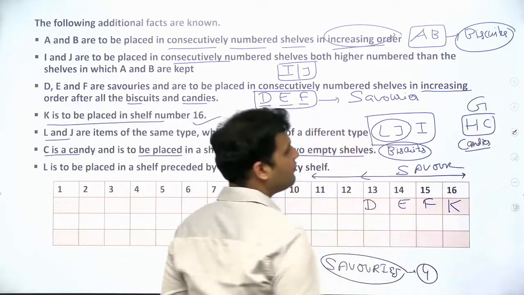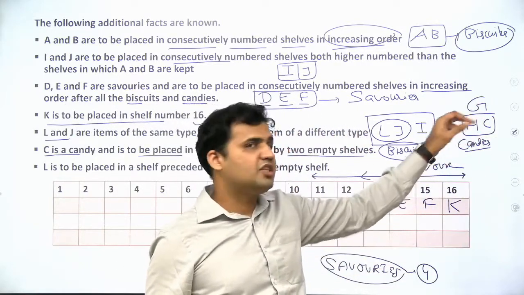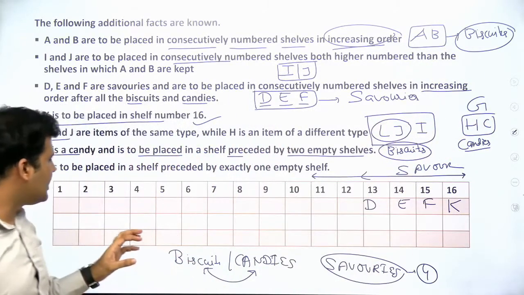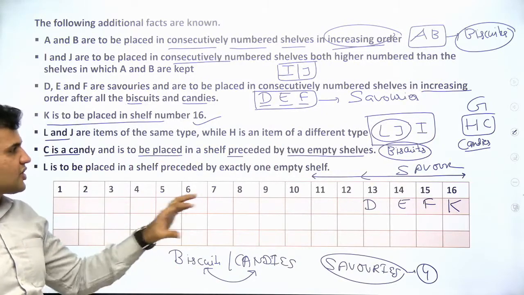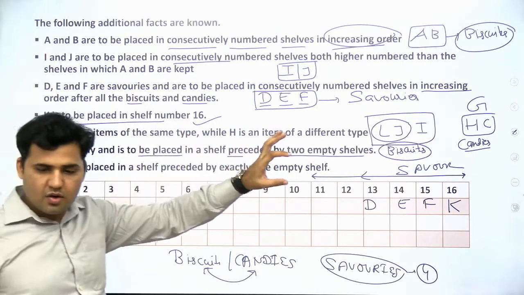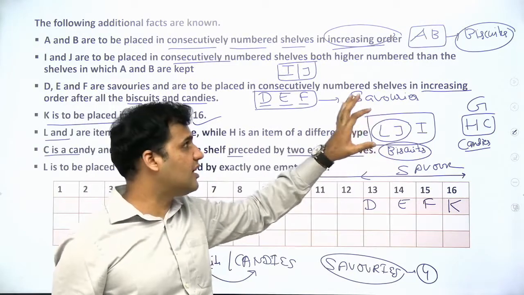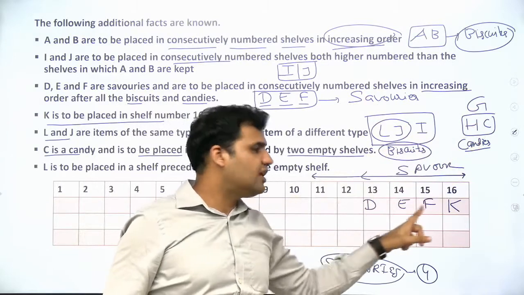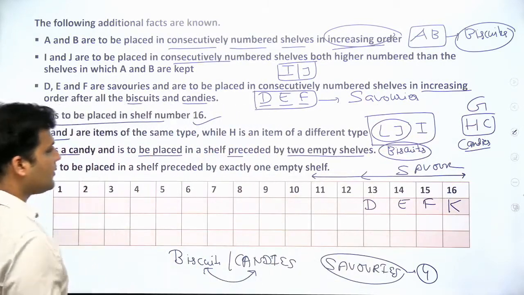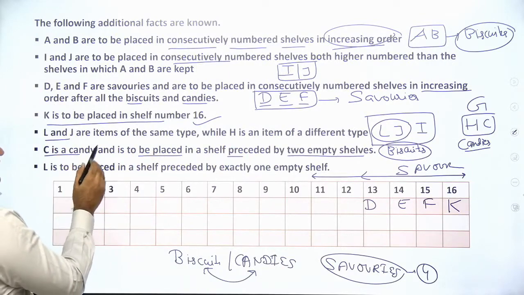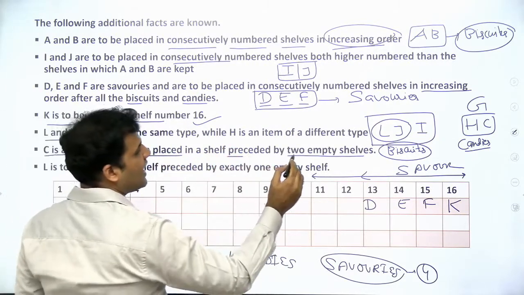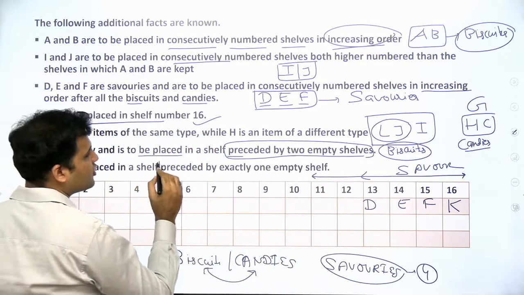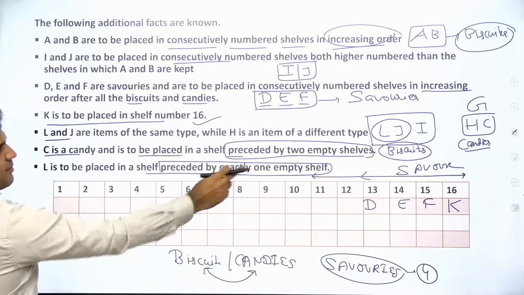So we have this information now that H, C and G are candies, L, J, I, A and B are the biscuits. Okay, now the only thing that we are left here is to place them on the shelf. The identification, the coding of all the items has been done. A, B, L, J, I are the biscuits, H, C, G are the candies, D, E, F, K are the savories. Now, we have these two pieces of information that when a candy is placed on a shelf, it has to be preceded by 2 empty shelves, and when L is to be placed in a shelf, it has to be preceded by exactly 1 empty shelf.